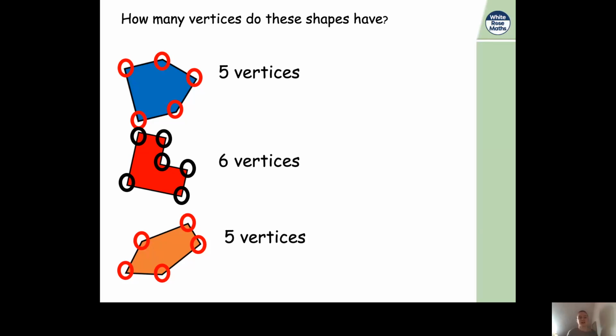Well done if you managed to count all of the vertices on these shapes, and you even spotted the vertices that were pointing inwards, because sometimes that can catch you out. Okay, so I think we're ready for a new question, don't you?